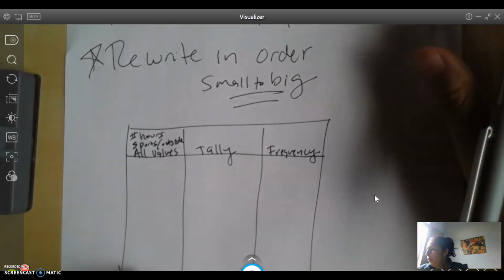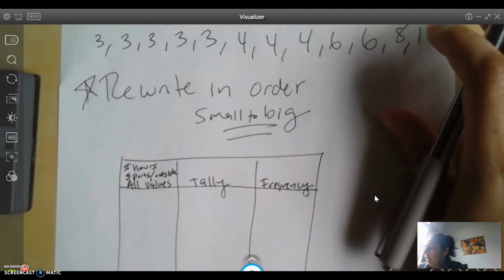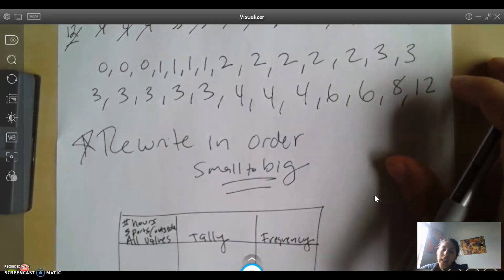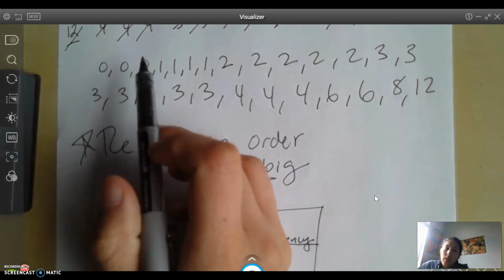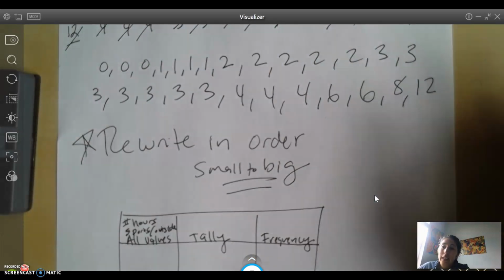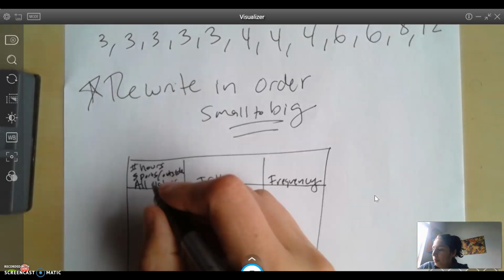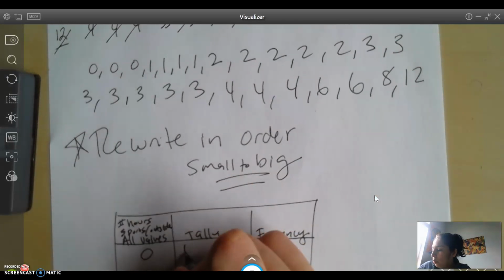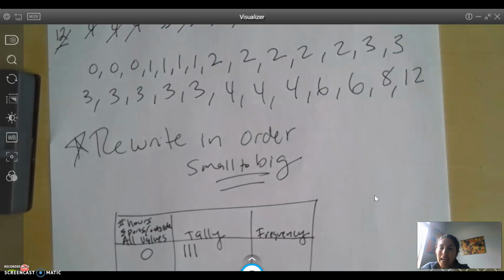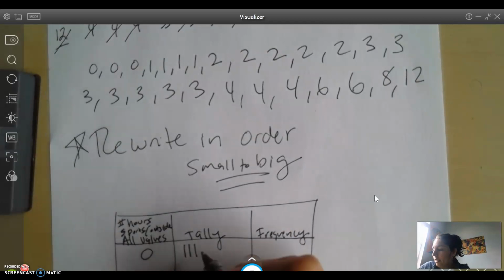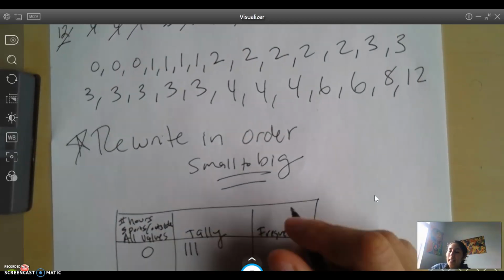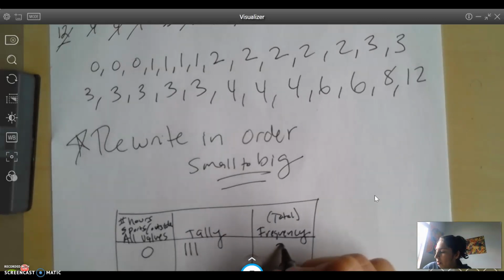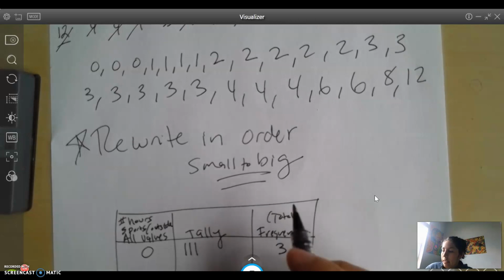All right, so here we go. All of the values that I have. So we're going to go through every unique value, meaning if the number repeats, it's just counted as one value. So let's go ahead and start with 0. So 0 value, my tally, 1, 2, 3. So that's 1, 2, 3. Tally just means sticks, right? So sticks, tally. My frequency is my total. So how many zeros do I have? 3.